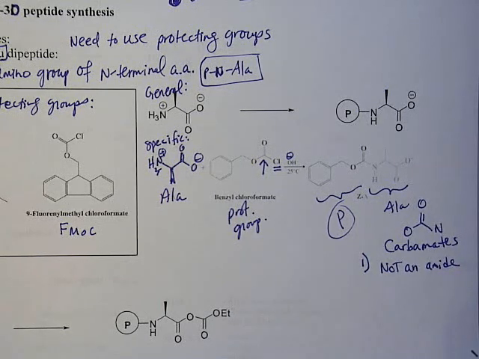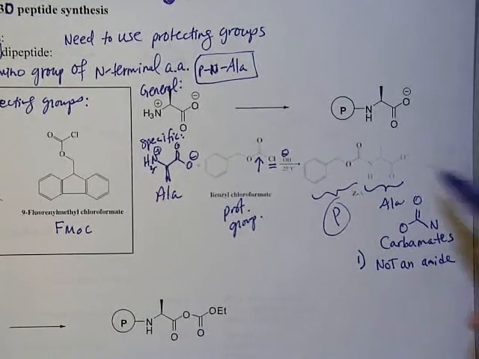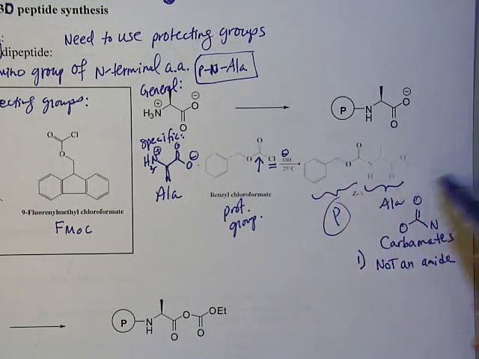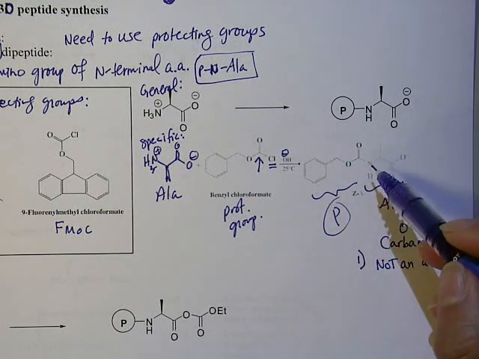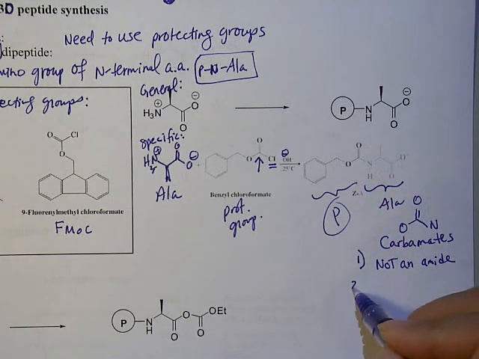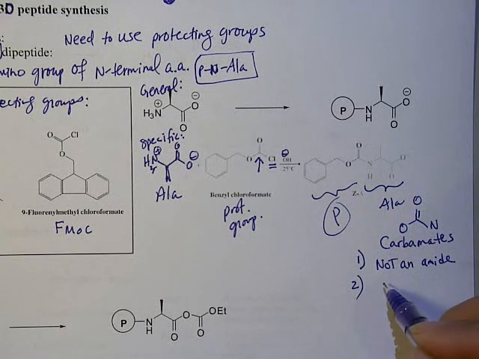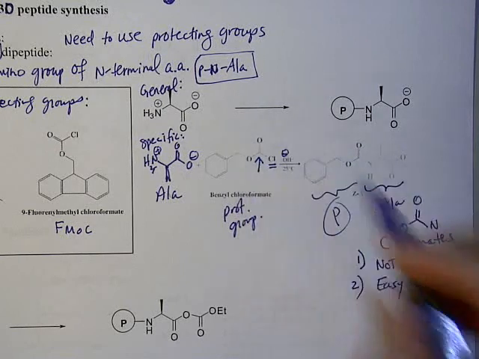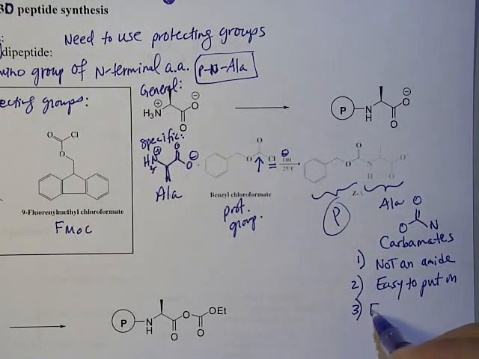And why is that important? It's important because the peptide bond that you're going to form at this end is going to be an amide, so you want to be able to differentiate this bond from the amide bond, so you're able to cleave this off in preference to the amide bond later on, right? So it turns out the carbamates are easy to put on, as you see here with the acid chloride, and then they're easy to take off.